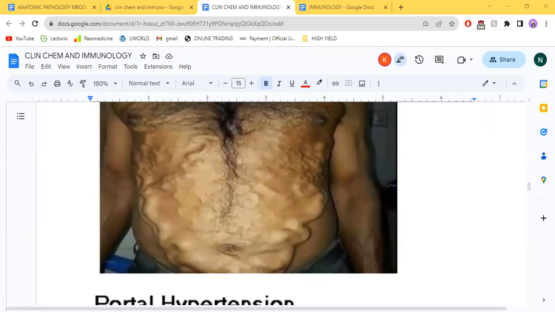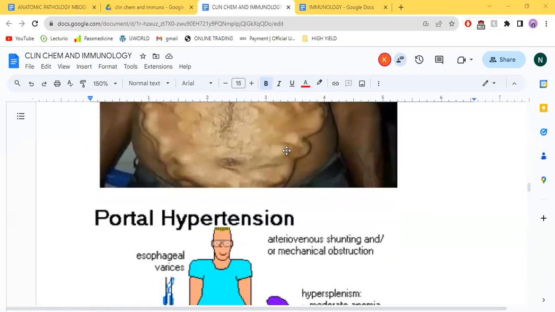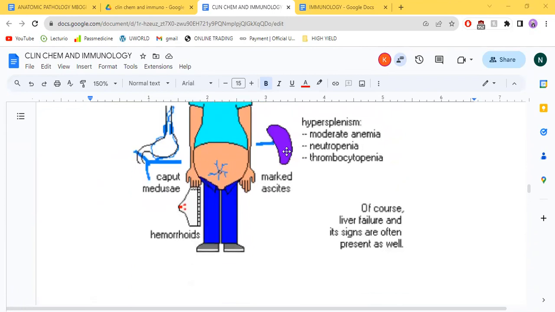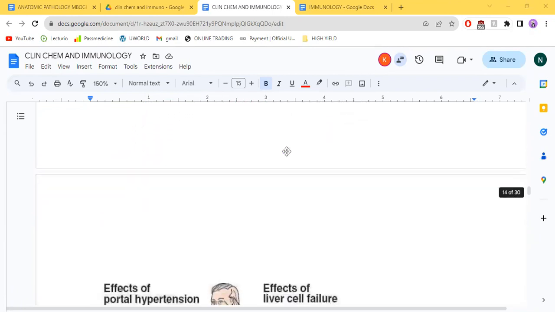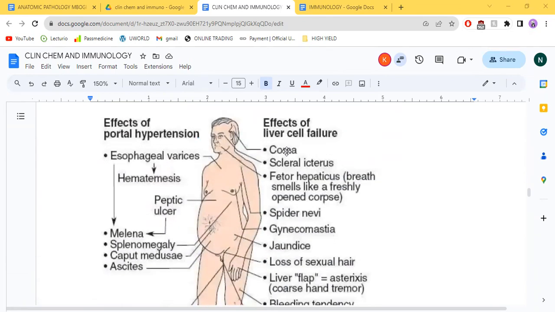LFTs, yes. Something else. Yes, serum albumin levels, yes. CBCs, yes. Why would we assess the LFTs? Coagulation profile, yes. So here they're showing the effects of portal hypertension: esophageal varices, then hematemesis, melena, splenomegaly, caput medusa, ascites. Yes.